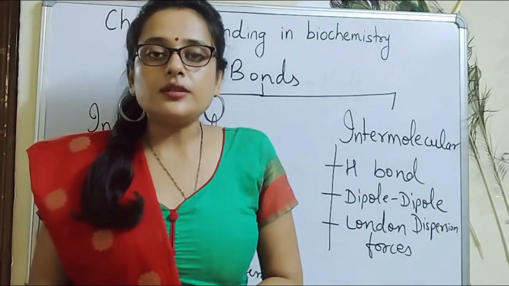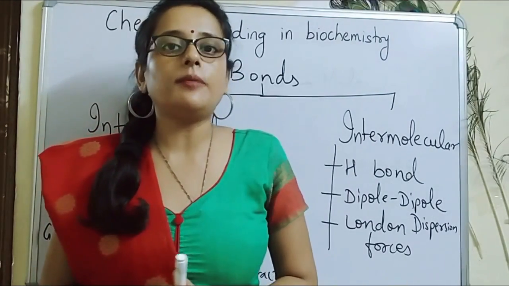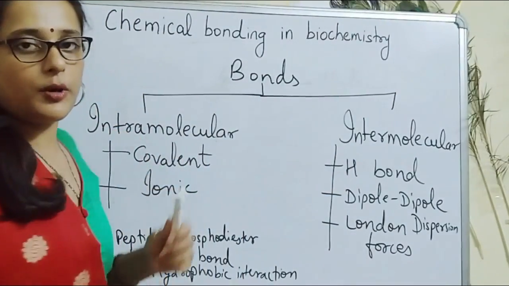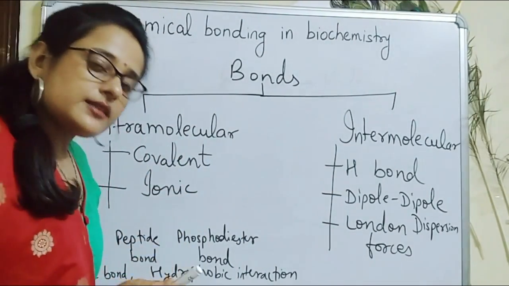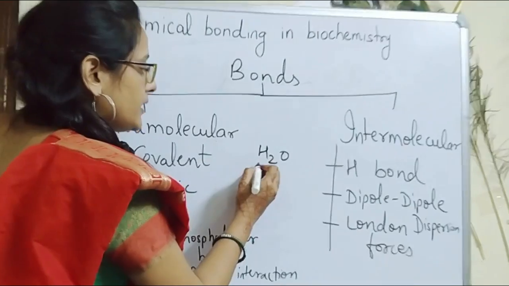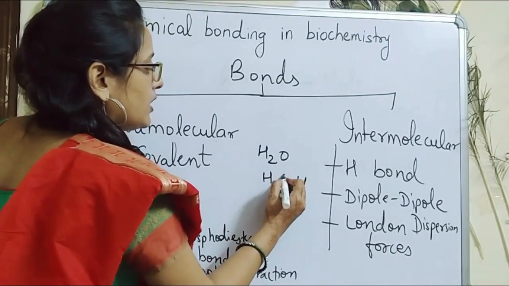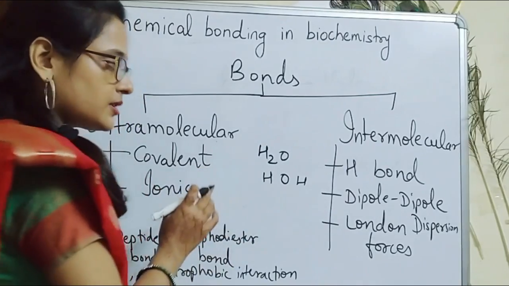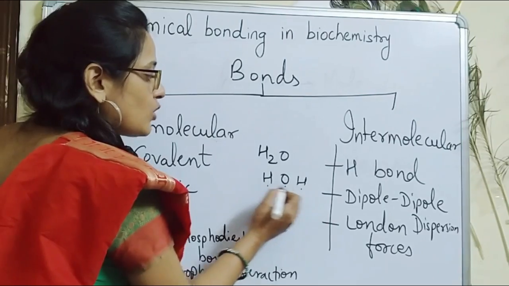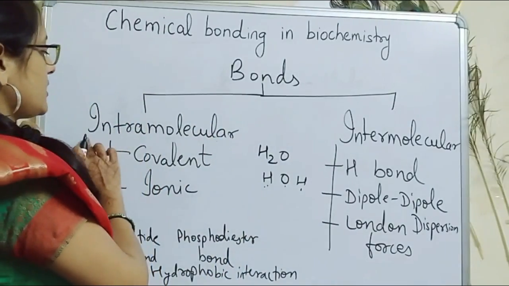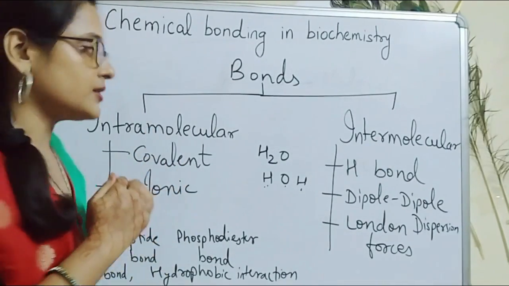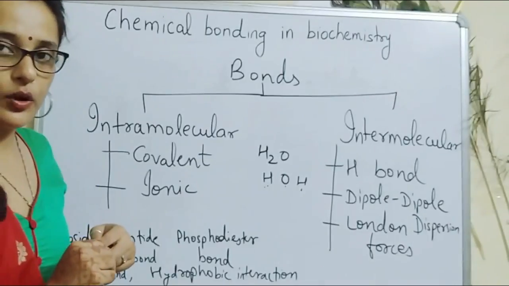Let's see the types of bonds which are required to understand the concepts in biology. There are basically 2 types of bonds: intramolecular bonds and intermolecular bonds. The word intramolecular means inside the molecule. Let's suppose we are taking water as an example. It is a molecule formed due to bonding between 1 oxygen atom and 2 hydrogen atoms. When we are talking about the interaction between this oxygen and these 2 hydrogen atoms, those interactions are called intramolecular interactions. There are 2 types of intramolecular bonds, that is covalent bond and ionic bond.